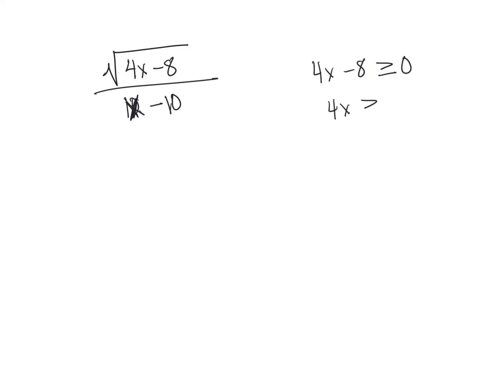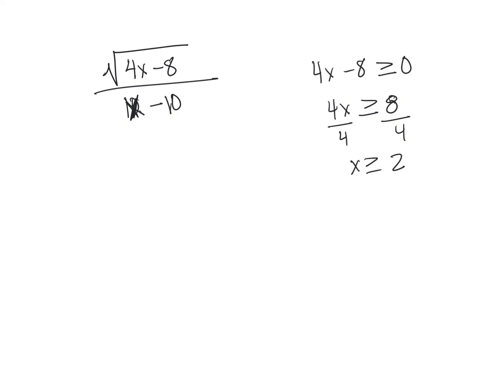So here's one that we had on the test that I gave the EOU students. Now let's talk about that for a minute. I think it was like 4x minus 8 over x minus 10. What happened here is most students told me correctly that 4x minus 8 had to be greater than or equal to 0. And then when they solved this, they found 4x had to be greater than or equal to 8, and x had to be greater than or equal to 2.